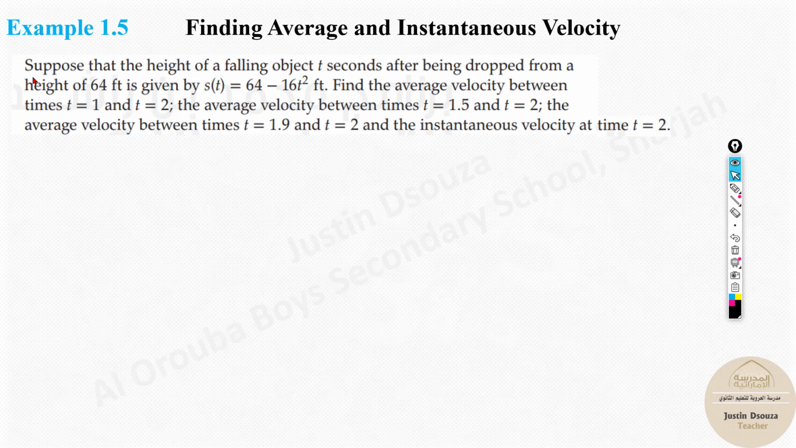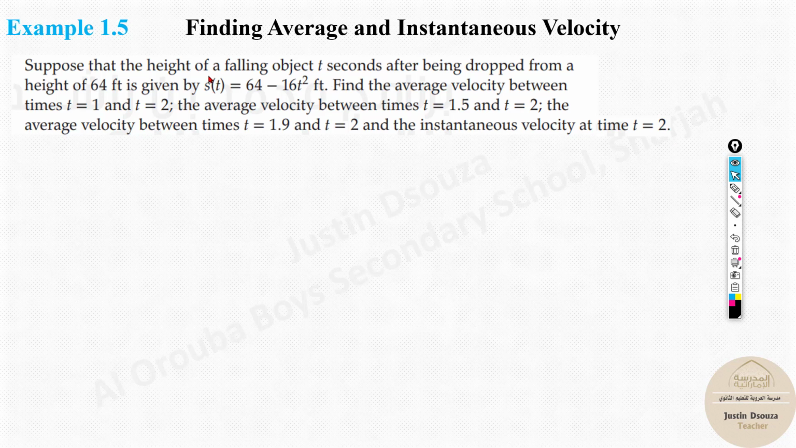Anyways, now we will do this problem. Suppose that the height of a falling object t seconds after being dropped from a height of 64 feet is given by s of t equals 64 minus 16t squared feet. Find the average velocity between times t1 and t2, the average velocity between 1.5 and 2, the average velocity between 1.9 and 2, and the instantaneous velocity at 2.